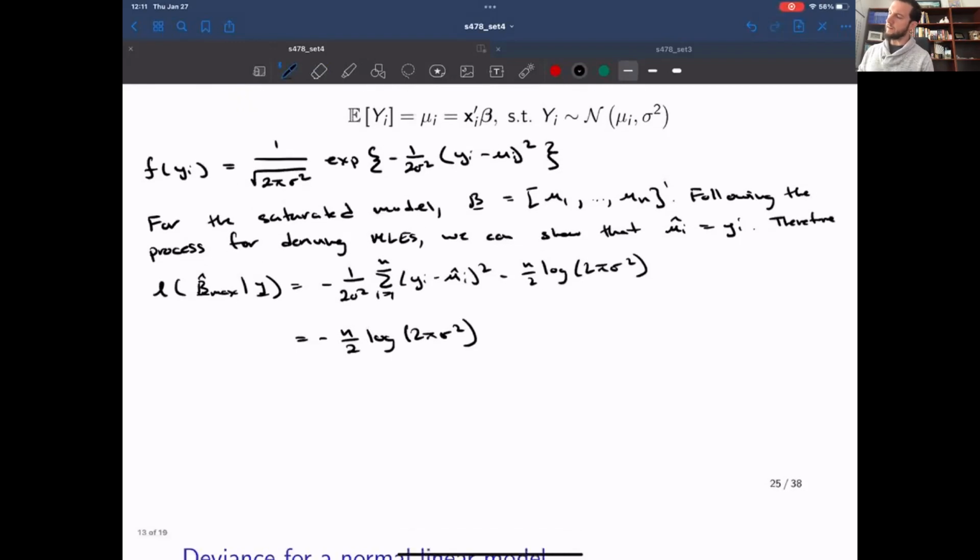And embedded in this is a little bit of an exercise for you to work on. You can show that the mu i in this case is going to be equal to each individual point, if we have a mu i for each point, following from what's given above, or following the process for deriving MLEs. Okay.